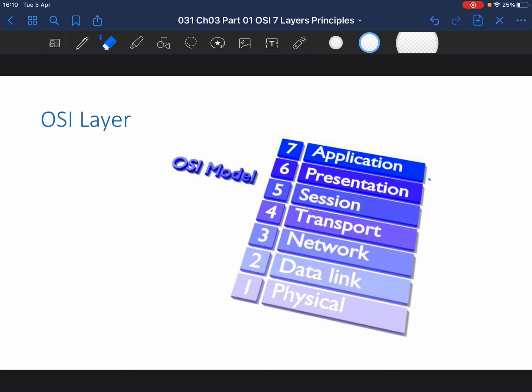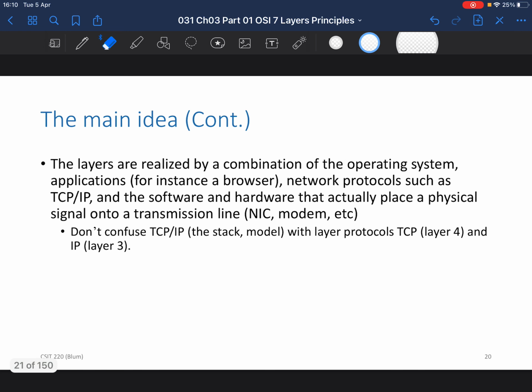There are 7 layers in the OSI model, which consist of physical, data link, network, transport, session, presentation, and application. The main idea is that the layers are realized by a combination of the operating system, the applications, for instance a browser, network protocols such as TCP/IP, and the software and hardware that actually place a physical signal onto a transmission line, which involves an NIC.